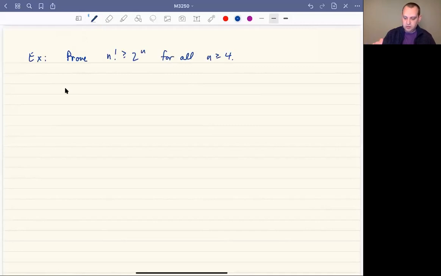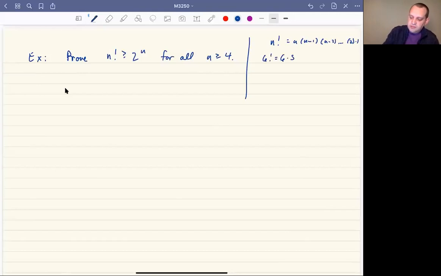And just to be sure that we're all on the same page, I want to take a second and talk about this factorial function. n factorial is defined as n times n minus 1 times n minus 2, all the way down to 1. It's the product of all those terms. So for example, 6 factorial is 6 times 5 times 4 times 3 times 2 times 1, which is 720.